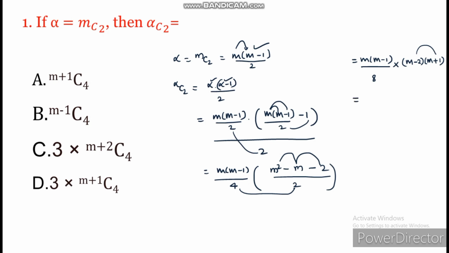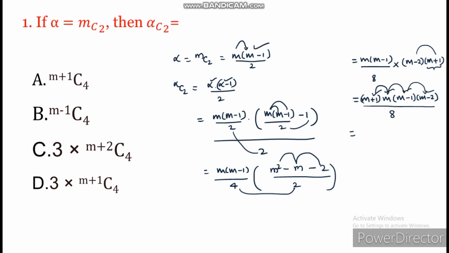Now see, I will write in order. First I will write the highest term, M plus 1. Then the next term, M. Then M minus 1. Then M minus 2. And here I will write 8. Now see, M plus 1, M, M minus 1, M minus 2. In every term, each term is decreased by 1 unit.